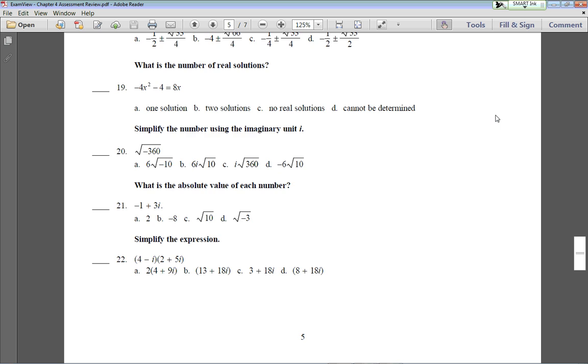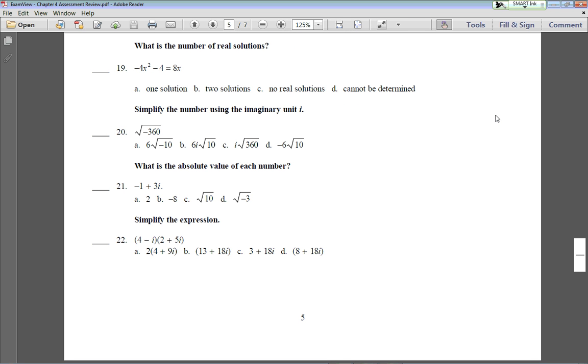All right, number 19. How many real solutions do we have? That's what we need to find out. To find out the number of real solutions, we're going to use the discriminant, which means we're going to use the quadratic formula, which means we need to get this 8x to the other side by subtracting it. So you have negative 4x squared minus 8x minus 4 equals 0.